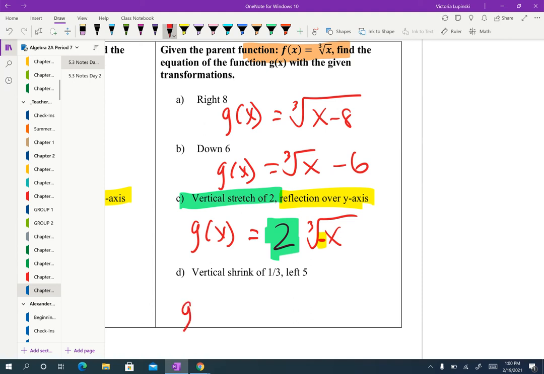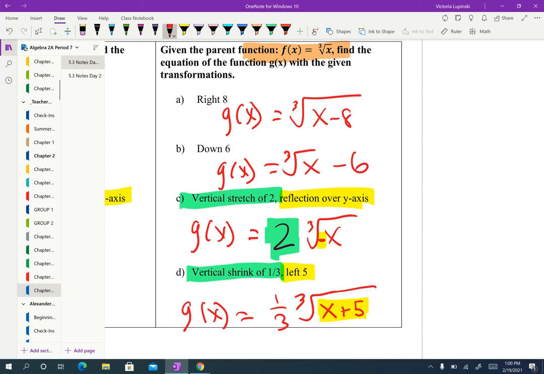Then finally, you're going to go ahead and again start with a cube root. In order to vertically shrink it by 1/3, that means you're going to put a 1/3 on the outside. And if you want to go left 5, that means that inside of the cube root, you're going to have to do the opposite. So to make it go left 5, you're going to do the cube root of x plus 5.